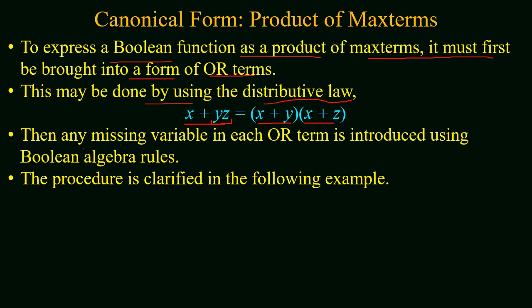After this, we will look for any missing variable. If the given function consists of overall three variables, then in every OR term there must be three variables, either in the prime form or the unprime form. If any of the variables is missing, then that will be introduced using Boolean algebra rules, and the procedure is further clarified in the upcoming example.